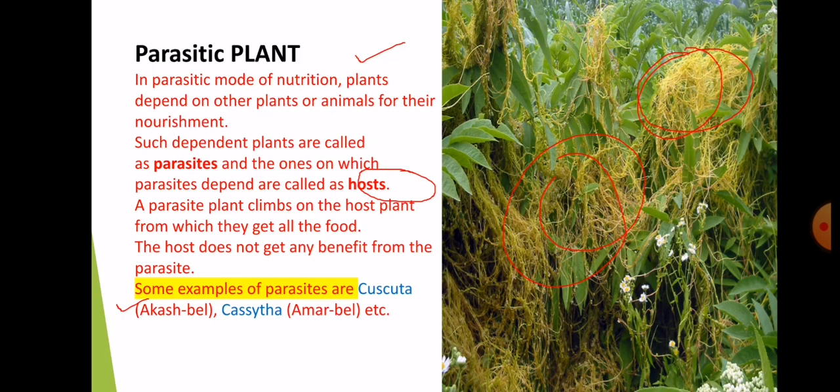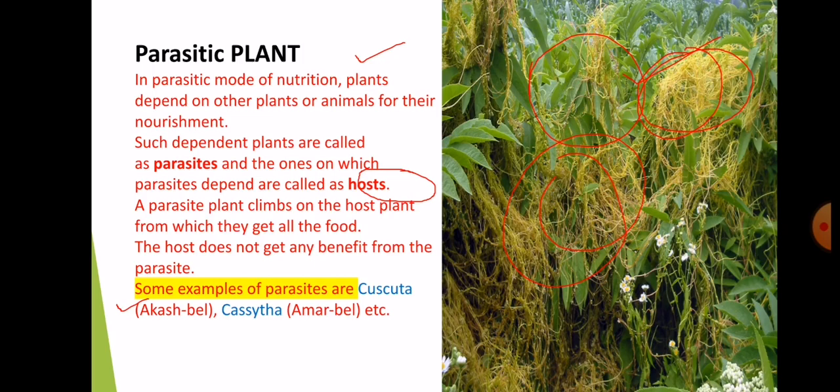So the cuscuta takes the food from the green plant, which is the host, on which it relies. The host will not get anything from the cuscuta or the parasite. Understand? So in parasitic plants, some plants live on another plant for their nutrition, and this type of nutrition is known as parasitic nutrition. These plants are known as parasitic plants.